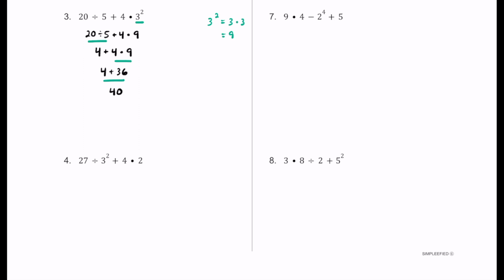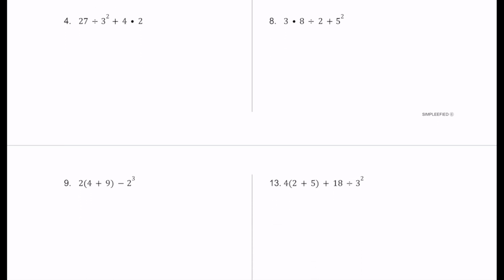For number 4, looks like we have division, a power, addition, and multiplication. We're going to start with the power here. So 3 squared, as we've said before, 3 squared is 3 times 3, and that's equal to 9. So we can write 27 divided by 9 plus 4 times 2. Okay, so we have division, addition, and multiplication. Division and multiplication are tied, so division goes first, it's to the left.